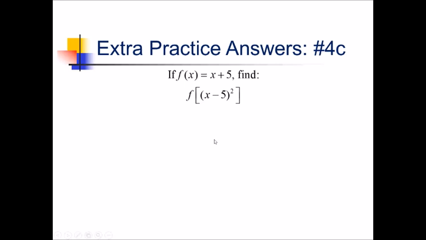For this one, we have the function f of x equals x plus 5, and we want to do f of (x squared minus 5) quantity squared. So essentially, I have to take this x here. Initially, I've got something plus 5, and I have to replace that x with this (x minus 5) squared business. So I'll just erase and replace. I'll write all of this (x minus 5) squared stuff plus 5.